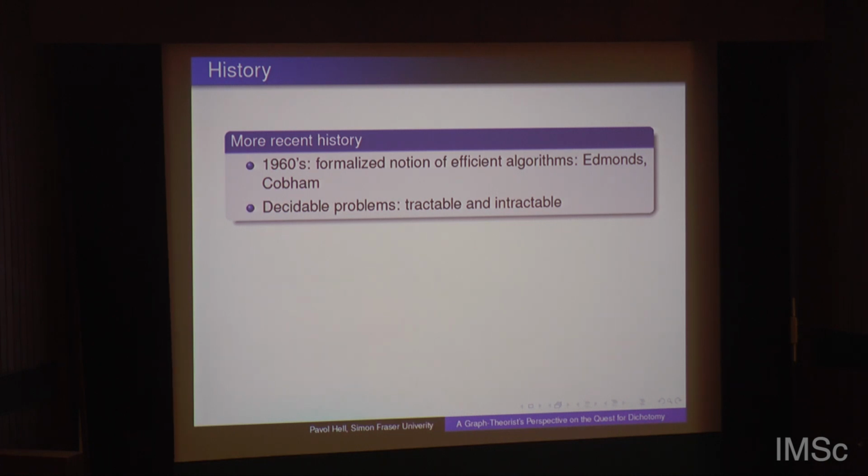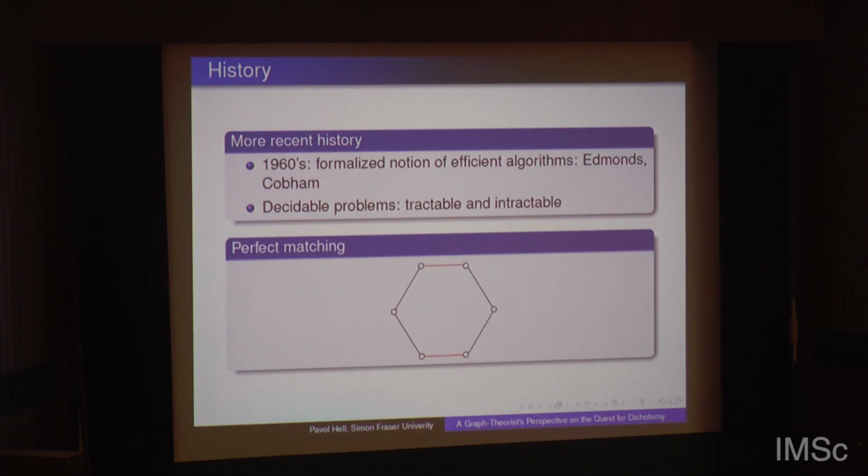They decided, for various reasons, that the division between tractable and intractable problems should be whether there is an algorithm that takes a number of steps proportional to a polynomial in the length of the input. So this is the distinction we use to this day. And it divides the decidable problems into tractable and intractable. By the way, Edmonds put this in the paper in which he solves the matching problem.